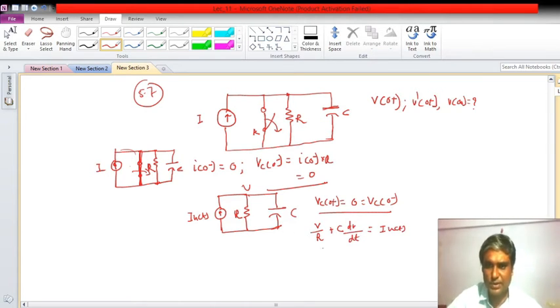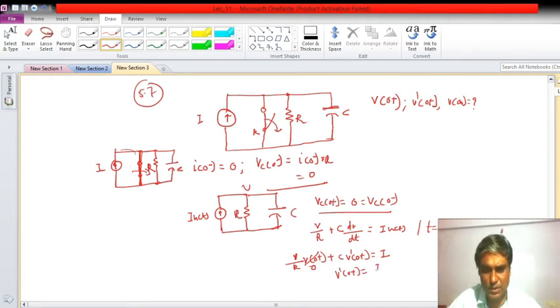So let me evaluate this at t equal to 0 positive. Fine. So what it will be, V by RC, so this will be 1 by R V of 0 positive plus C V dash of 0 positive, and the magnitude is I, and V of 0 positive is 0. So what will be V dash of 0 positive? It will be I by C.